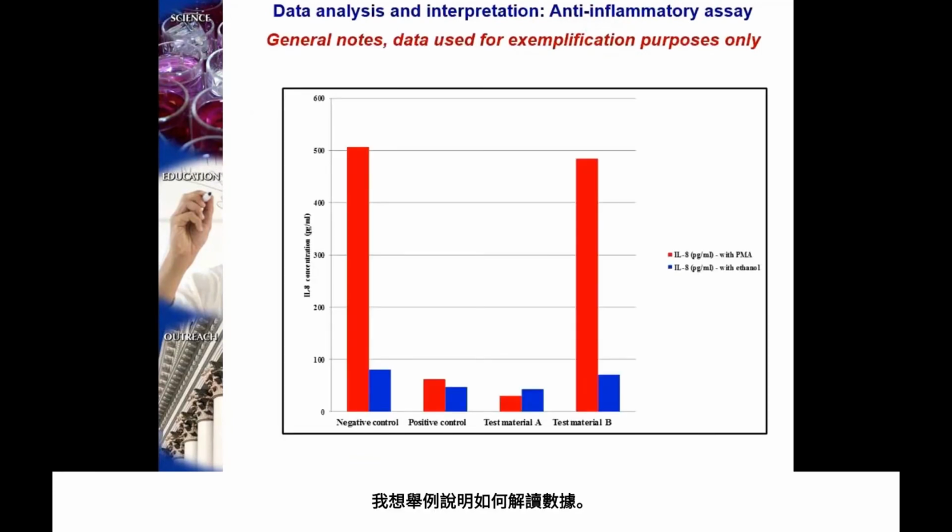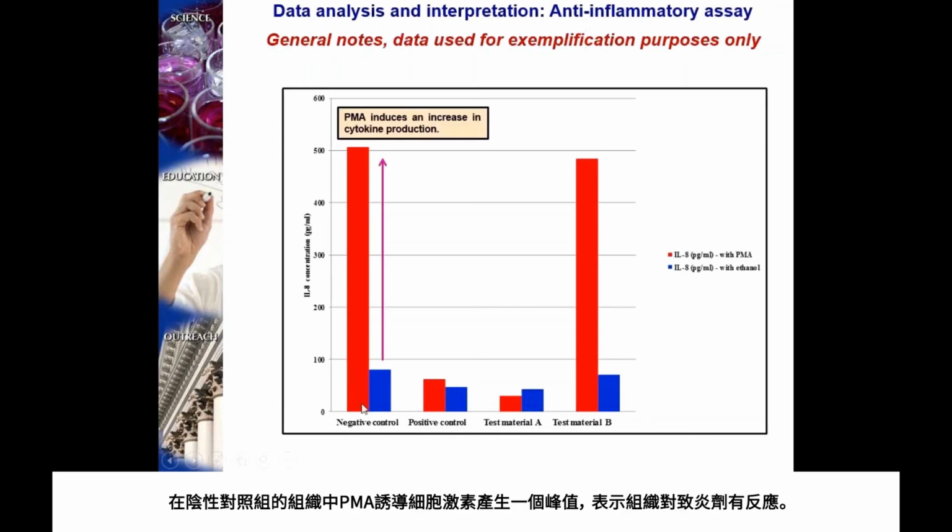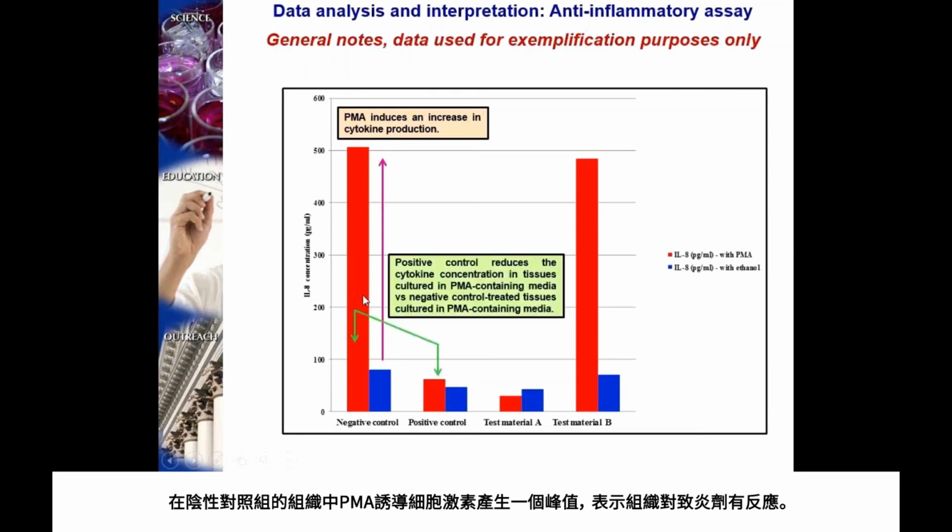I would like to give an example of how the data are interpreted. This is a hypothetical set of data using interleukin-8, where the red bars represent the IL-8 production of tissues cultured in media containing PMA, and the blue bars, media not containing PMA. So what we're looking for is to see that in the negative control tissues, the PMA induces a spike in the production of the cytokines. That means the test system is responding to the inflammatory agent.